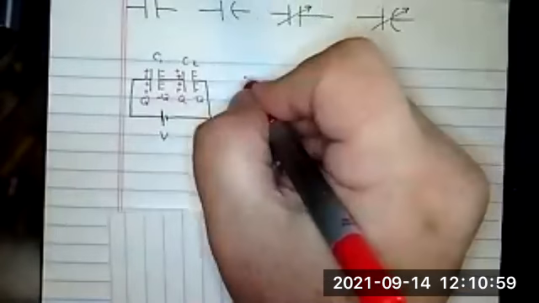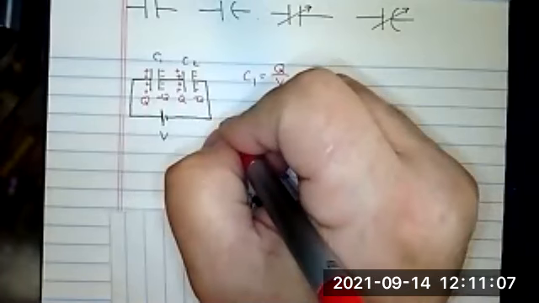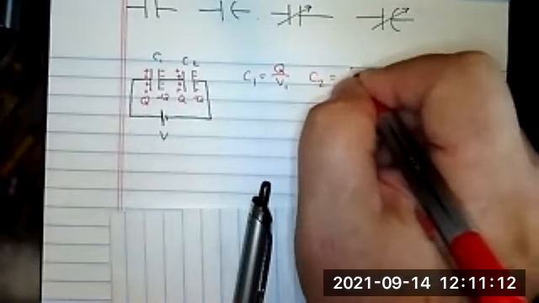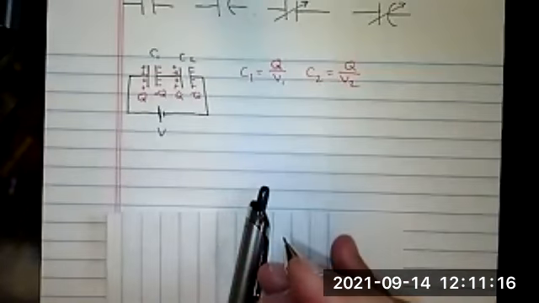So from this, what we can see is that C1 is going to be equal to the charge Q over V1, which is the voltage across capacitor 1. Similarly, C2 is going to be the same charge Q, but this time it's over V2. Okay.